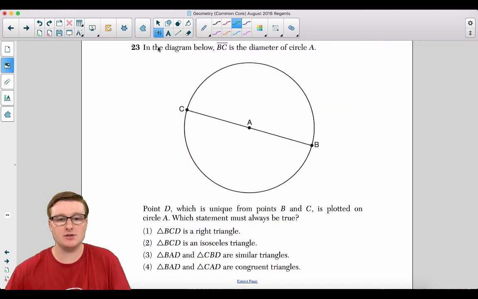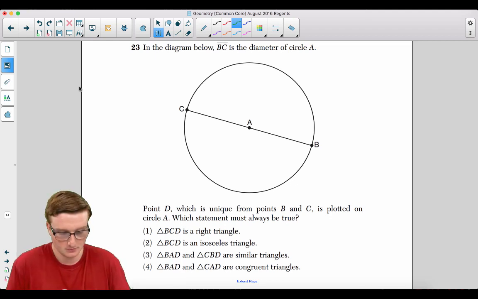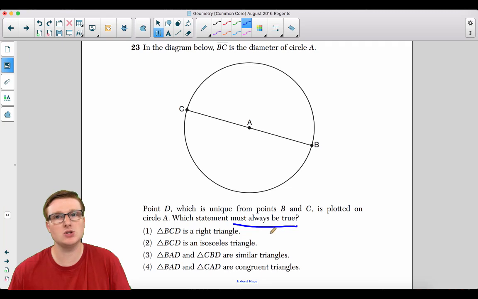Almost there. Question number 23. In the diagram below, BC is the diameter of circle A. Point D, which is unique from points B and C, is plotted on circle A. Which statement must always be true? So D is somewhere on the circle. It could be here. It could be anywhere on the circle.